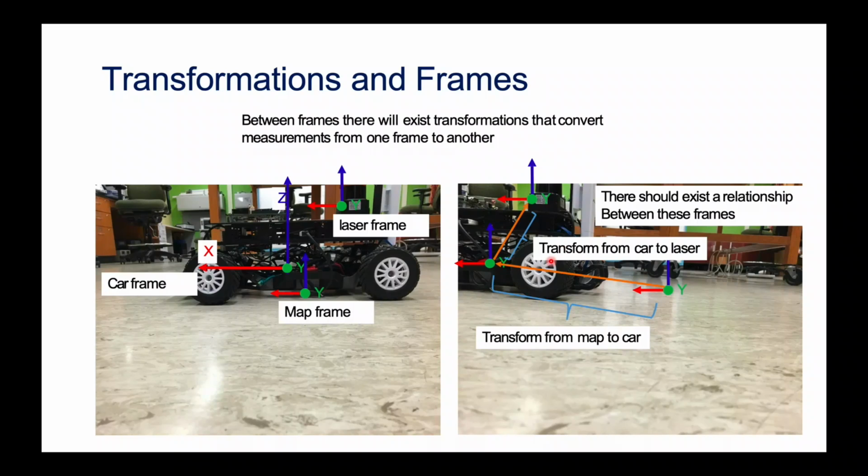So there exists this relationship between different frames. Some of them are static relationships. For example, the distance between the LiDAR and the car frame doesn't change over time, but some of them are dynamic relationships where the transformation of where the base of the car is with respect to the origin of the map is changing over time.